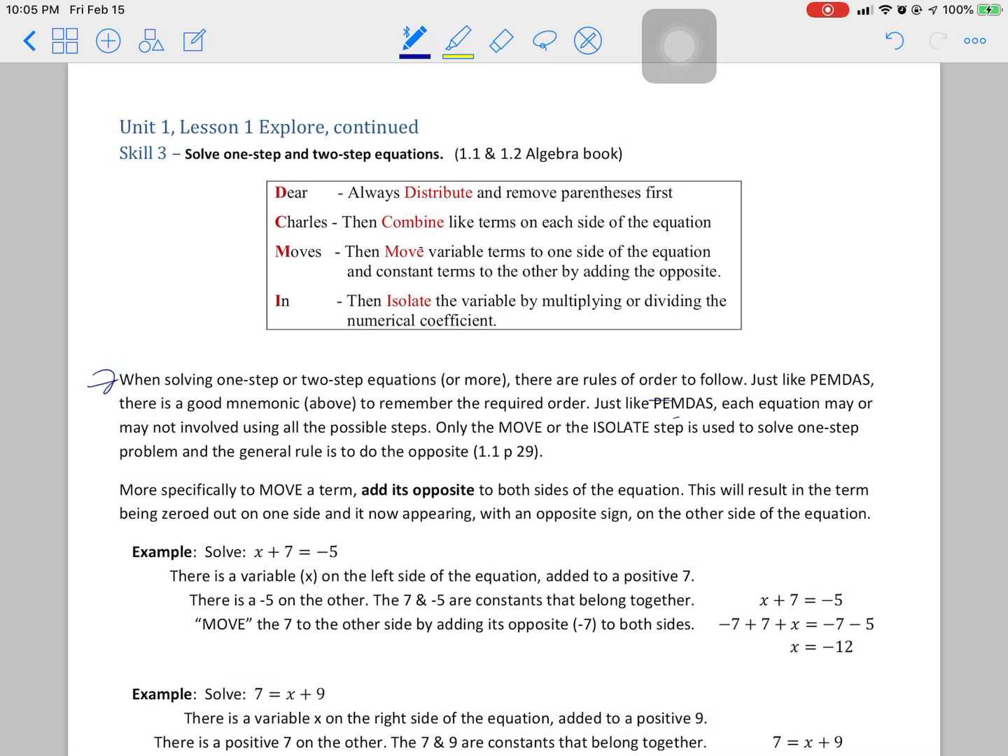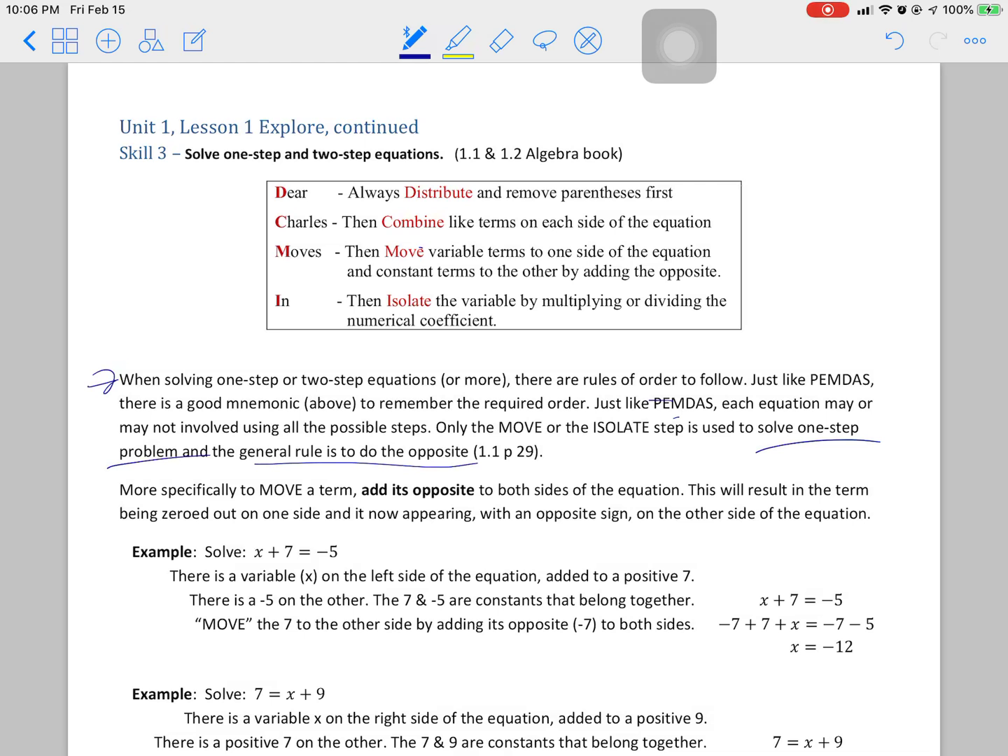Okay? So the move and the isolate step involve one-step problems, and the general rule is to do the opposite. Okay, so we'll talk about that. It says move variable term to one side of the equation and the constant term to the other.